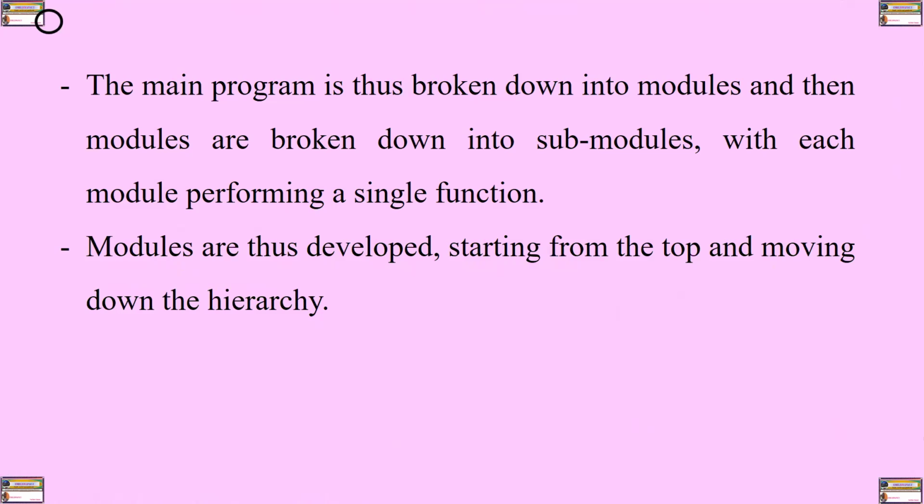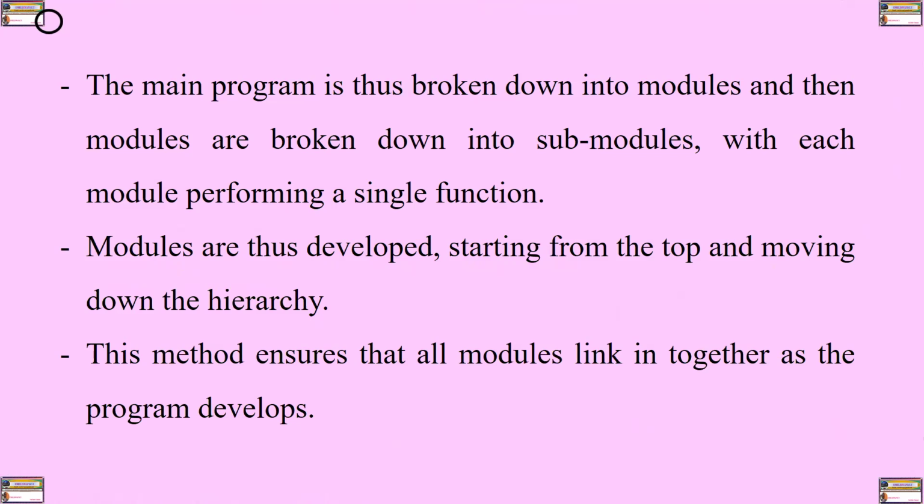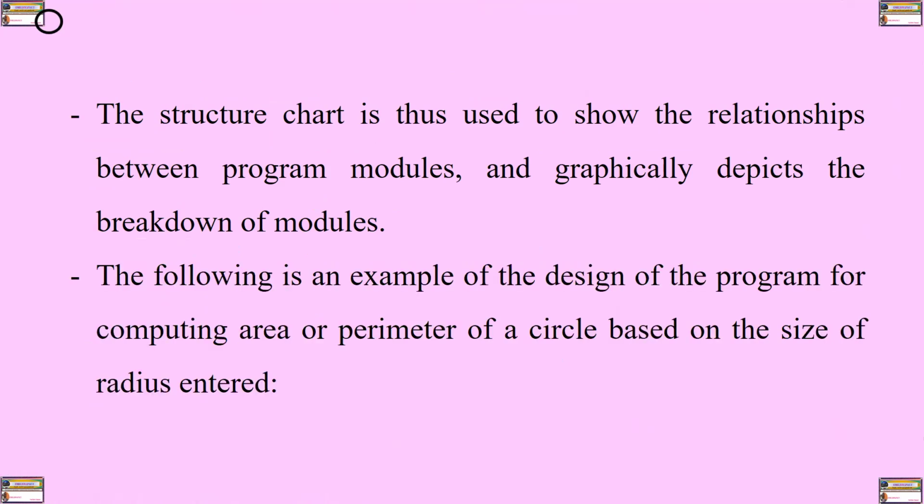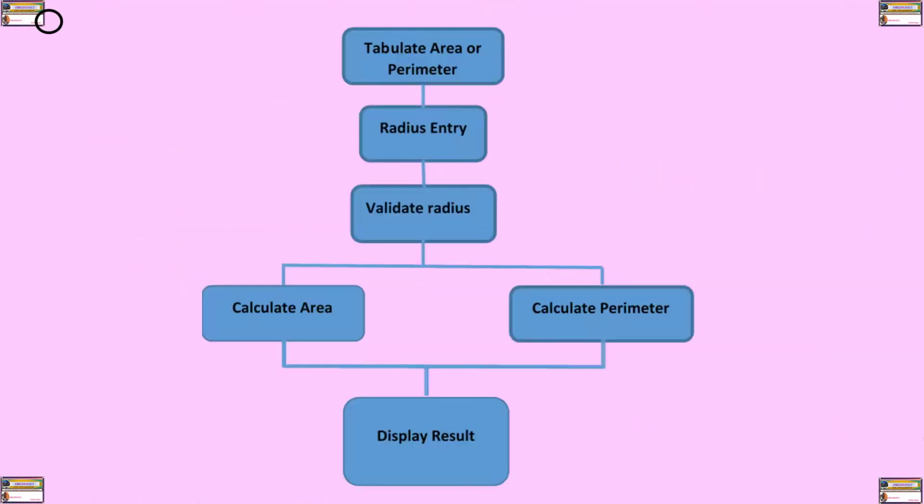Modules are thus developed, starting from the top and moving down the hierarchy. This method ensures that all modules link together as the program develops. The structure chart is used to show the relationships between program modules and generally depicts the breakdown of modules. The following is therefore an example of the design of the program for computing area or perimeter of a circle based on the size of the radius entered.